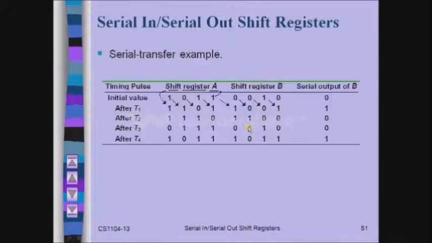Okay, let us see this with an example. Here the initial values of shift register A and B are given: that is 1011 and 0010. Now after T1, what happens here is this value is copied into the MSB, and the same value is shifted into the shift register B. Therefore the LSB of this shift register B will be shifted out, or it would be discarded. Okay, so this is how the shifting operation takes place in the case of serial in, serial out shift register.